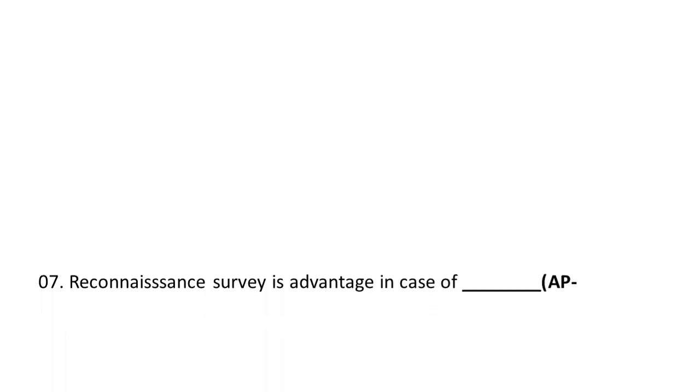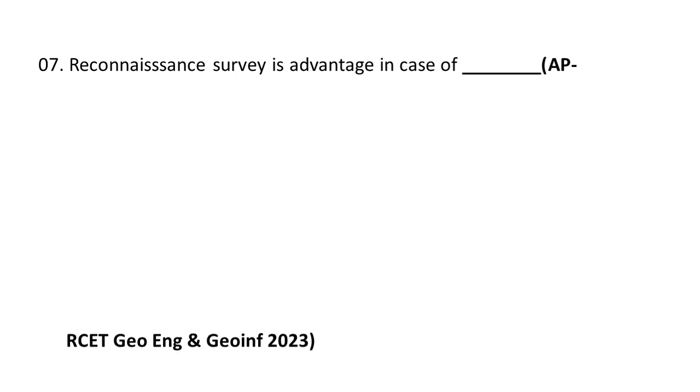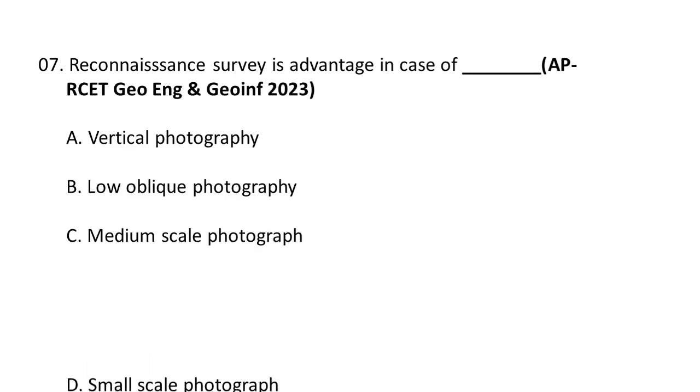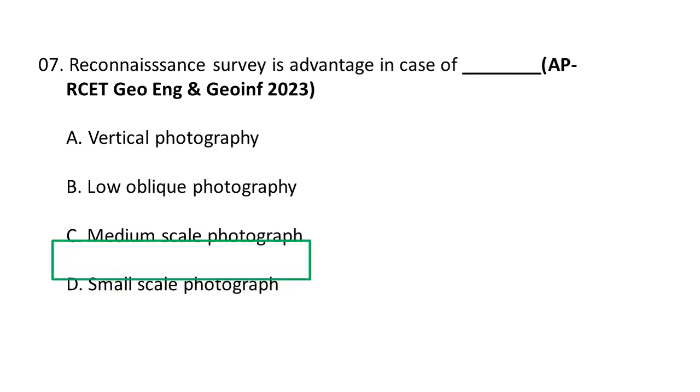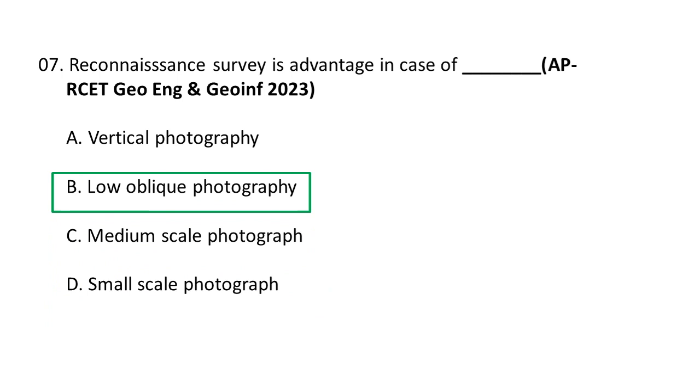Next question. Reconnaissance survey is advantageous in case of A. Vertical photography, B. Low oblique photography, C. Medium scale photograph, and D. Small scale photograph. Reconnaissance survey is advantageous in the case of low oblique photography. B is the correct option.